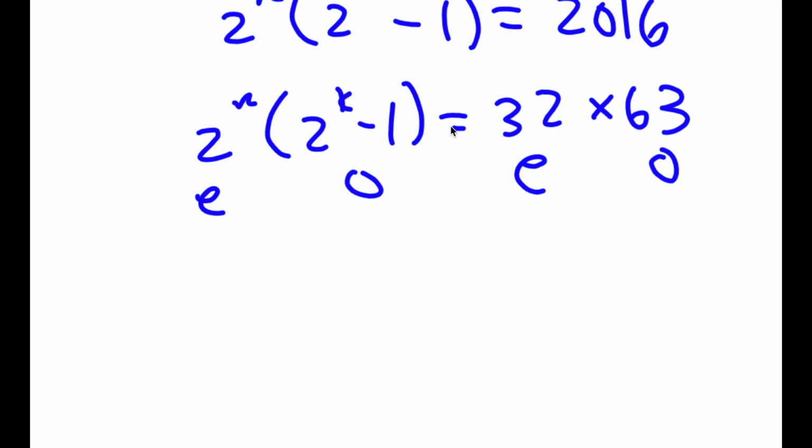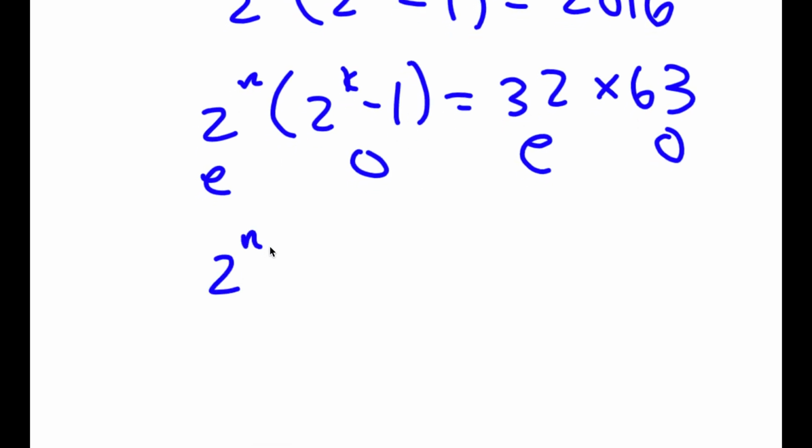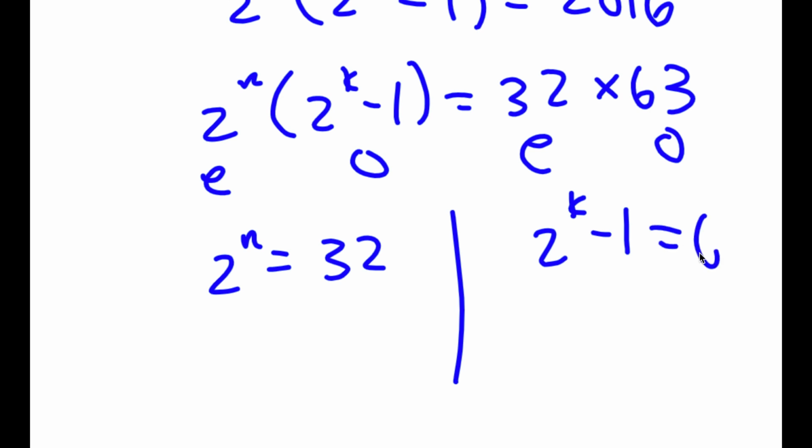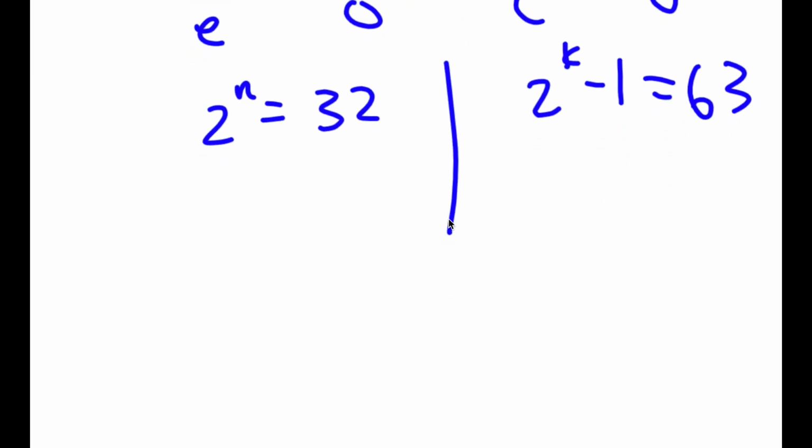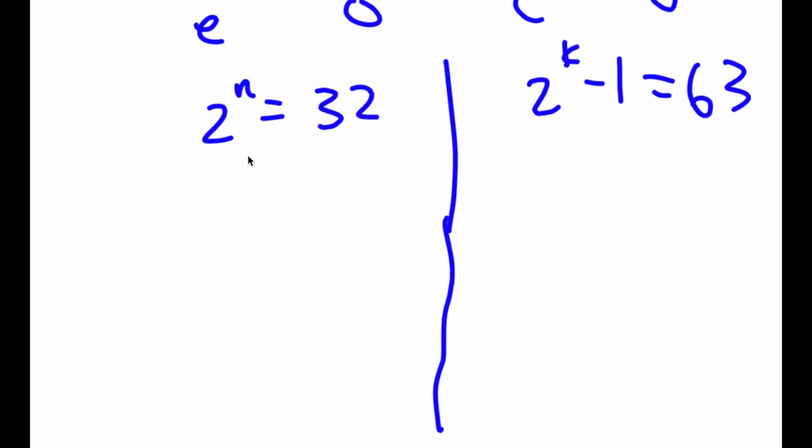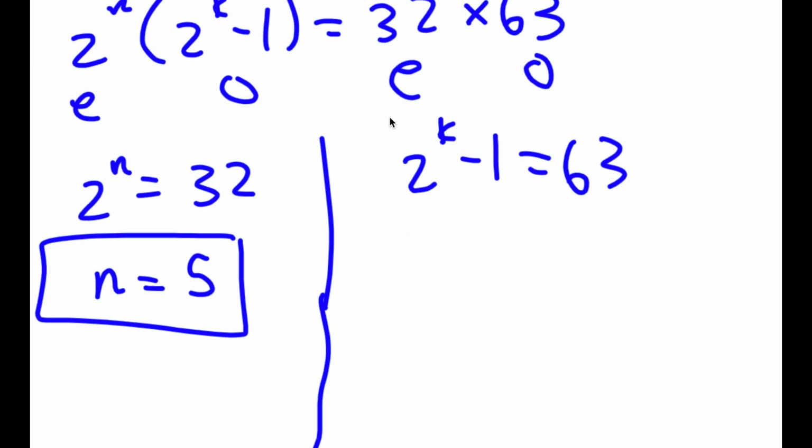And notice how both of these are in the form a number times another number is equal to another number times another number. These two numbers are even, these two numbers are odd, meaning 2 to the power of n is equal to 32, and 2 to the power of k minus 1 is equal to 63. So these are my two equations. First off, 2 to the power of n equals 32. We know that n is equal to 5 because 2 to the power of 5 is equal to 32.